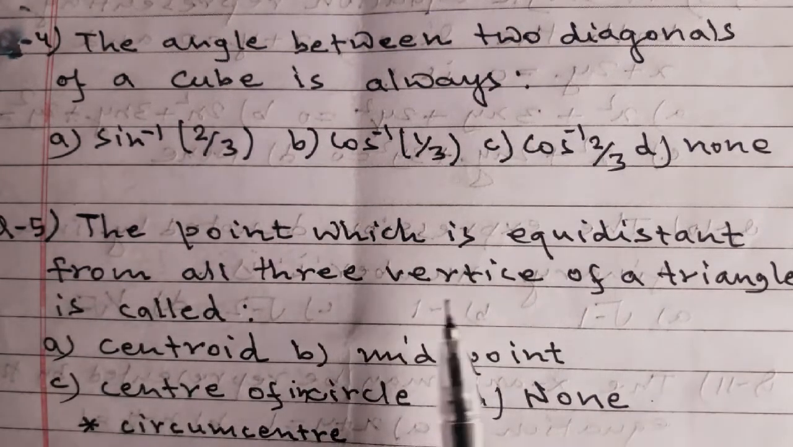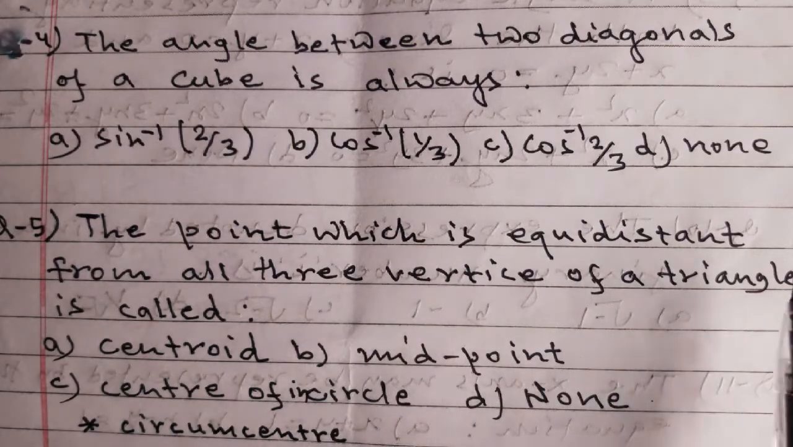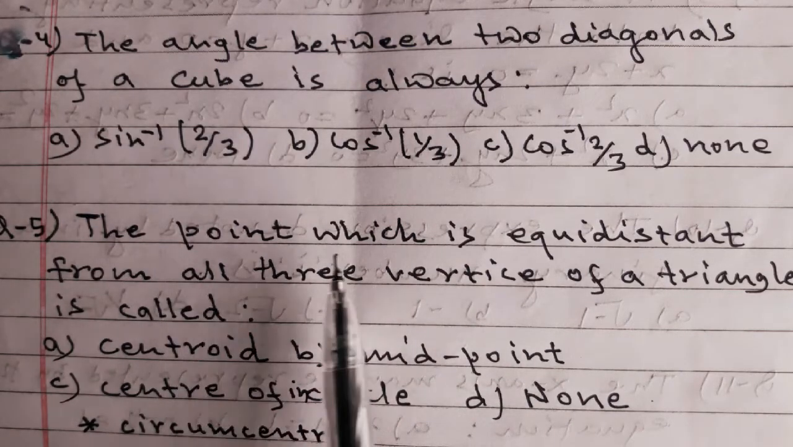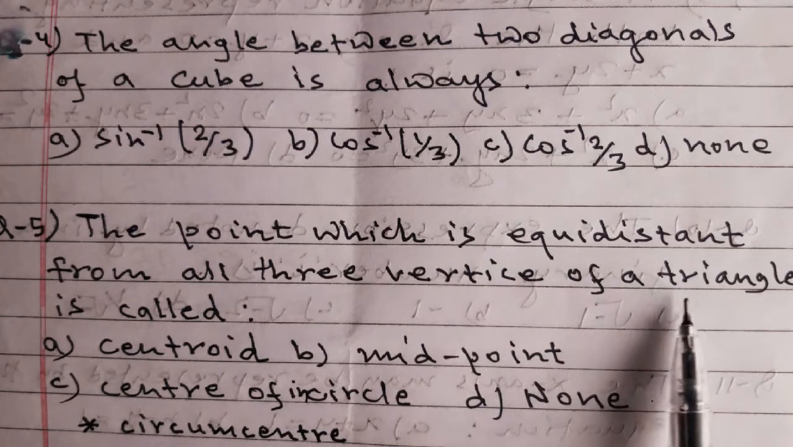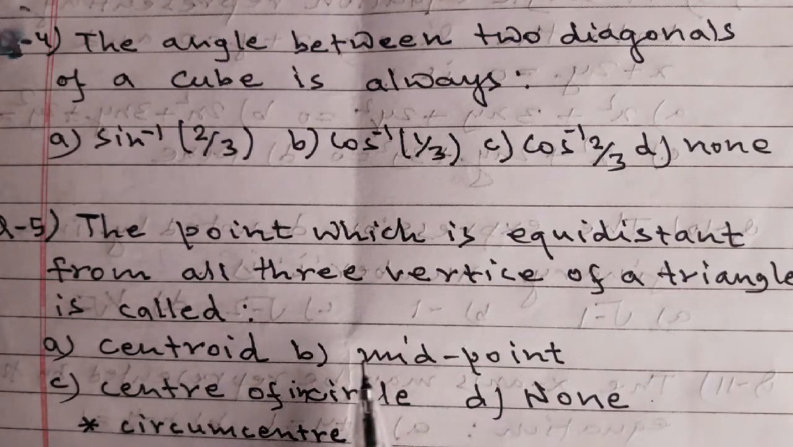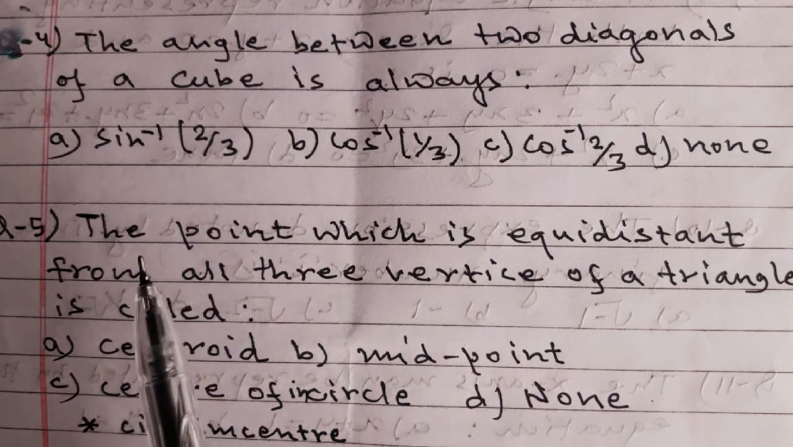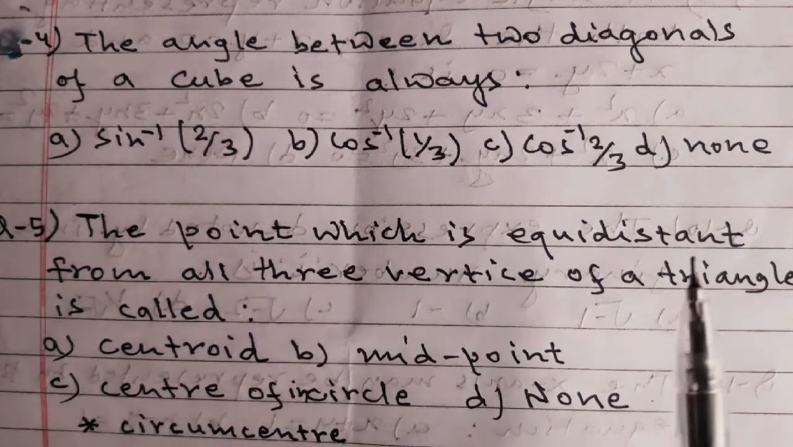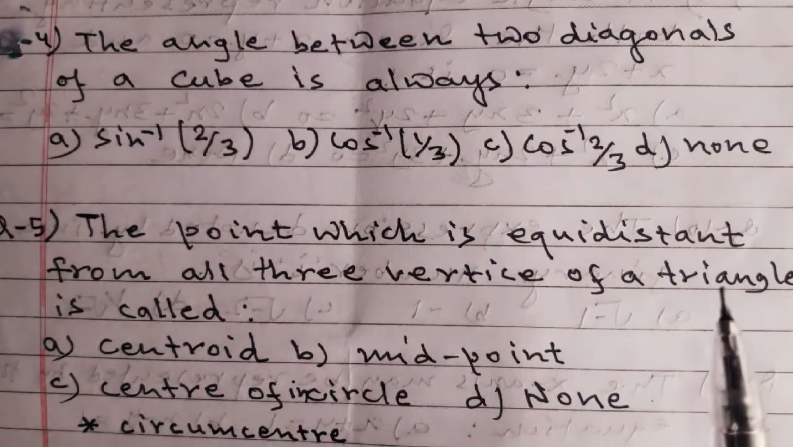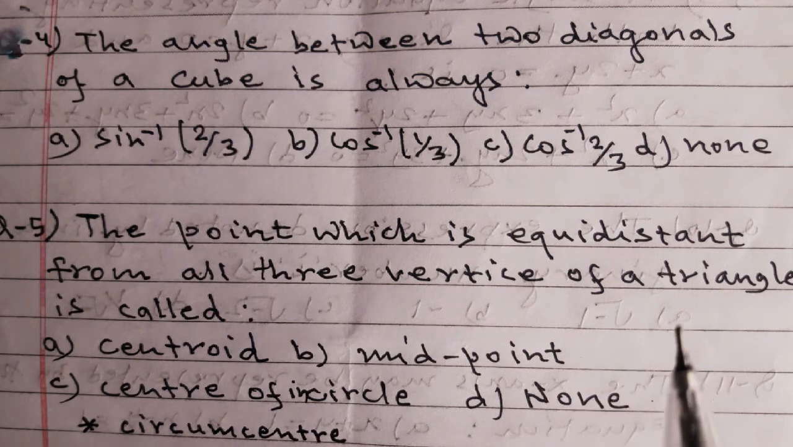Question number 5. The point which is equidistant from all three vertices of a triangle is called: centroid, midpoint, center of encircle, none. Solution. The point which is equidistant from all three vertices of a triangle is called the circumcenter of the triangle, because the circumcenter is the point of intersection of the perpendicular bisectors of the three sides of a triangle.